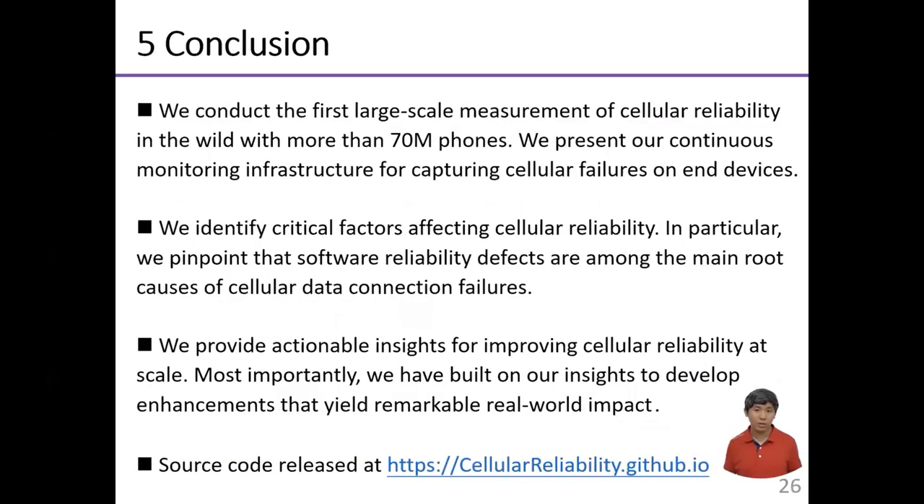In conclusion, we conduct the first large-scale measurement of cellular reliability in the wild, where we identify critical factors affecting cellular reliability and build on our insights to develop enhancements that yield real-world impact. Also, we have released our code to the community. You can check it out in this website. Thank you.